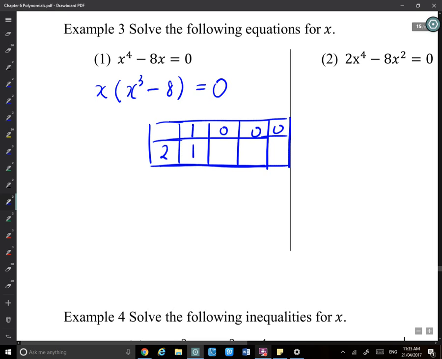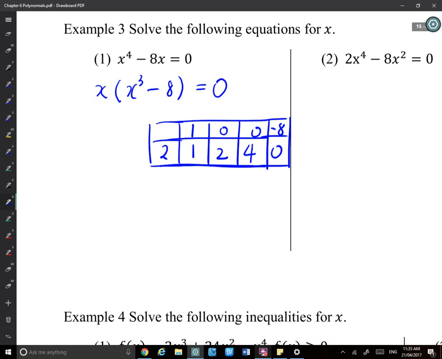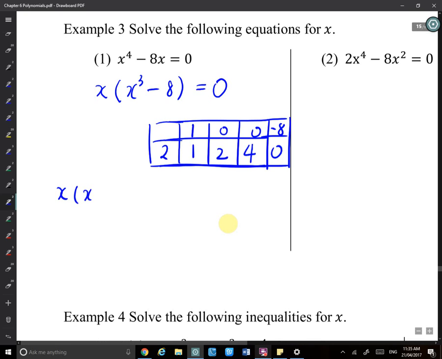Which number? Yeah, a -8. Sorry, a -8. I have 1 and 2, and that's 2, 4, that's 4, and that is a 0. Okay, you can still use this box to factorize this. So you have x minus 2, x squared plus 2x plus 4 equals to 0.